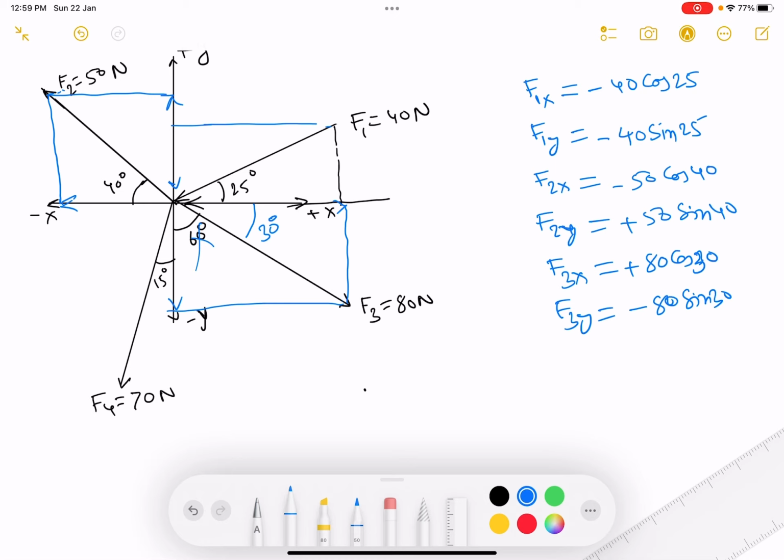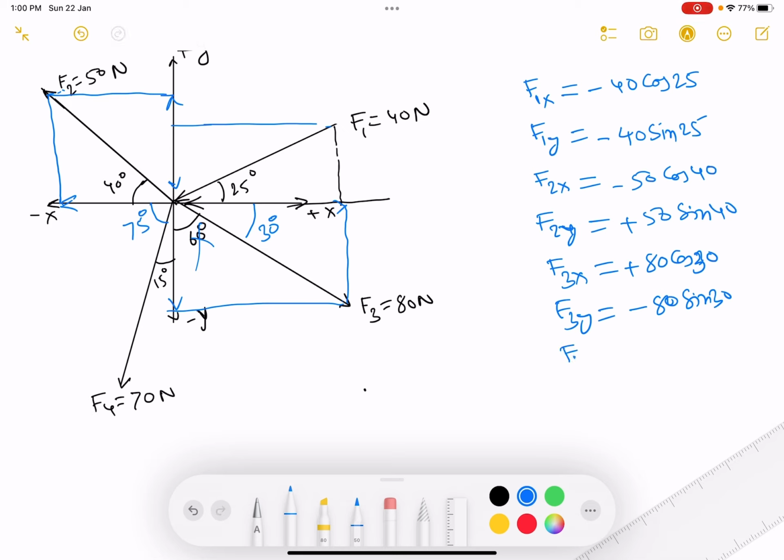Now let's look at F4. F4 now you are going to resolve. You are given F4, you are given the angle with the y-axis, but we want the angle it makes with the x-axis, and the smaller of that angle. Okay. So what is the angle it is making with the x-axis? This is the angle. So this is 75, 90 minus 15. And it is also making another angle. Please note, this angle with the x-axis is 105, right? But we are not going to consider that. We are going to consider the smaller angle.